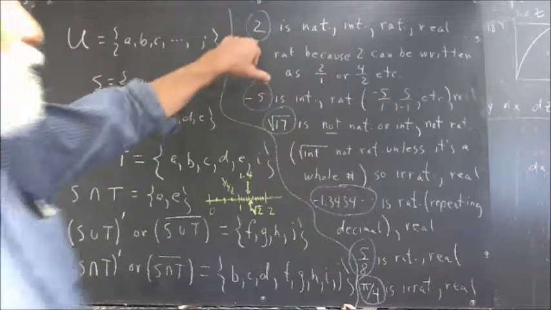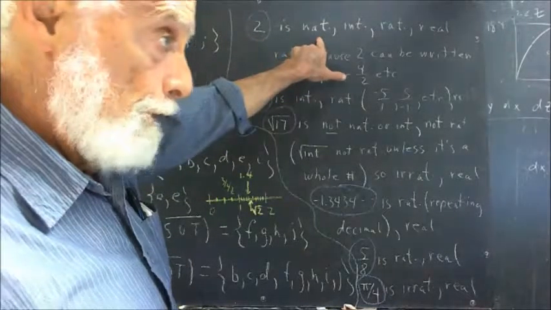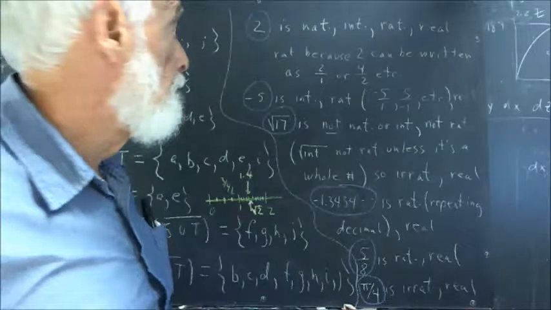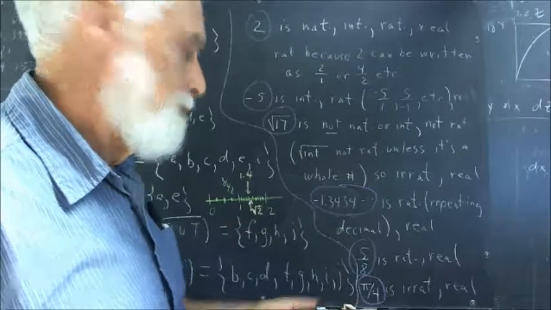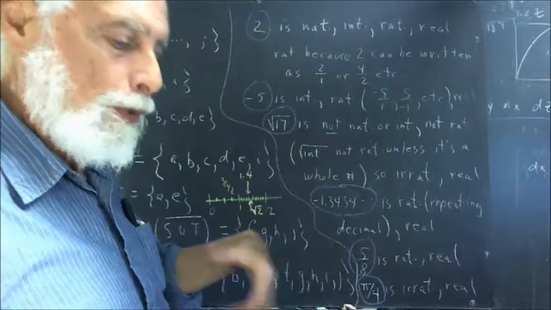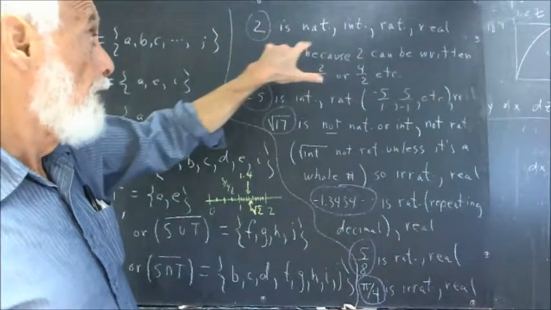Okay, so 2. 2 is a natural number. That was the first natural number we came up with. As soon as somebody had more than one sheep, they said, oh, got 2 sheep. Okay, so 2 is probably the most natural of the natural numbers.